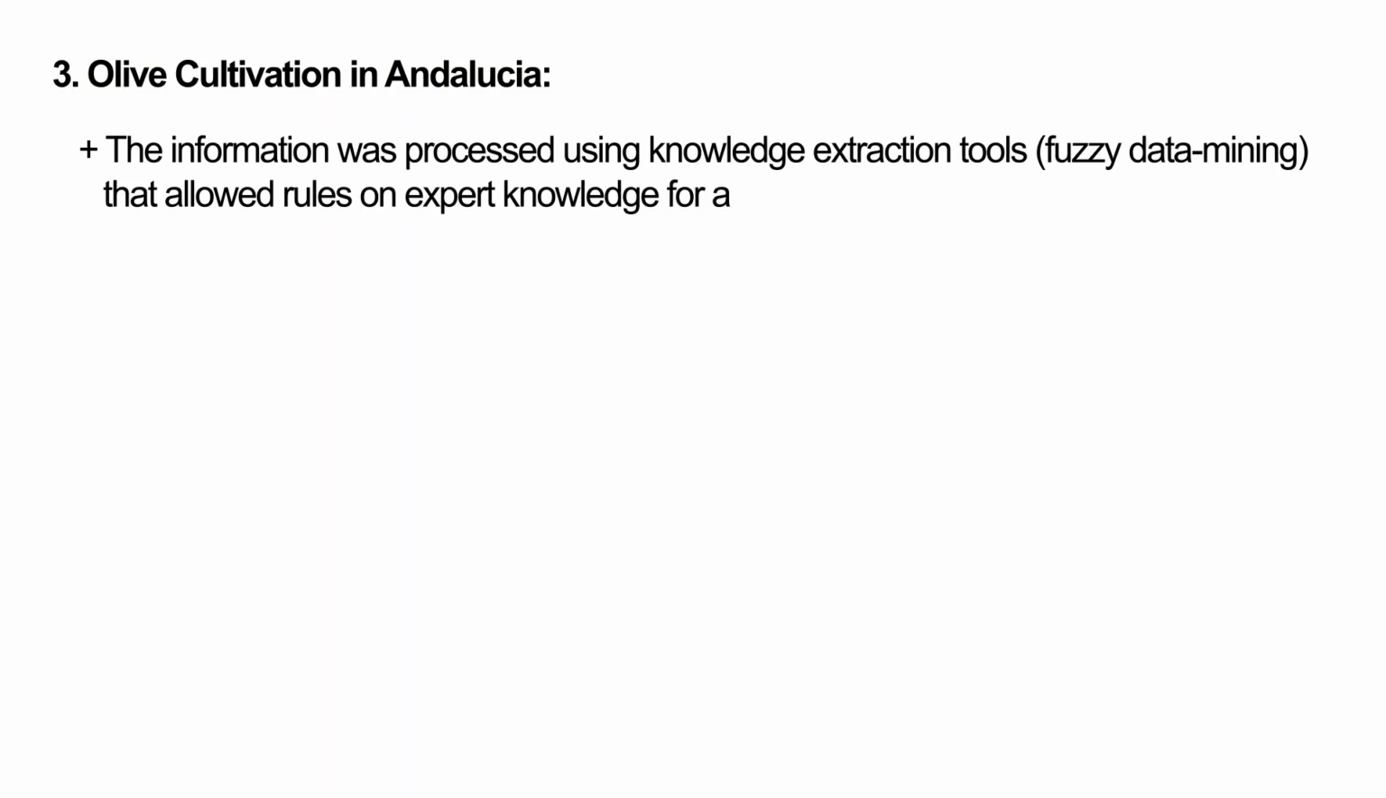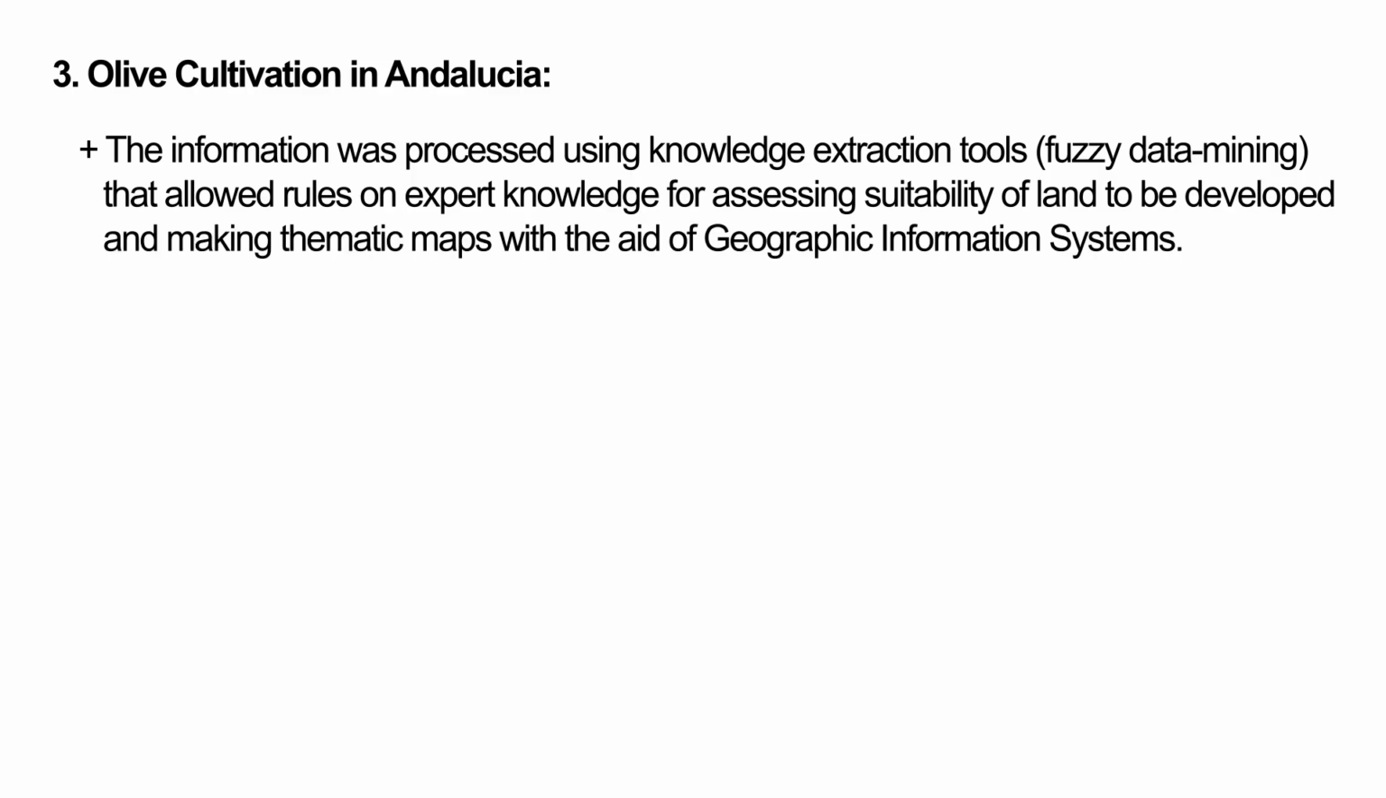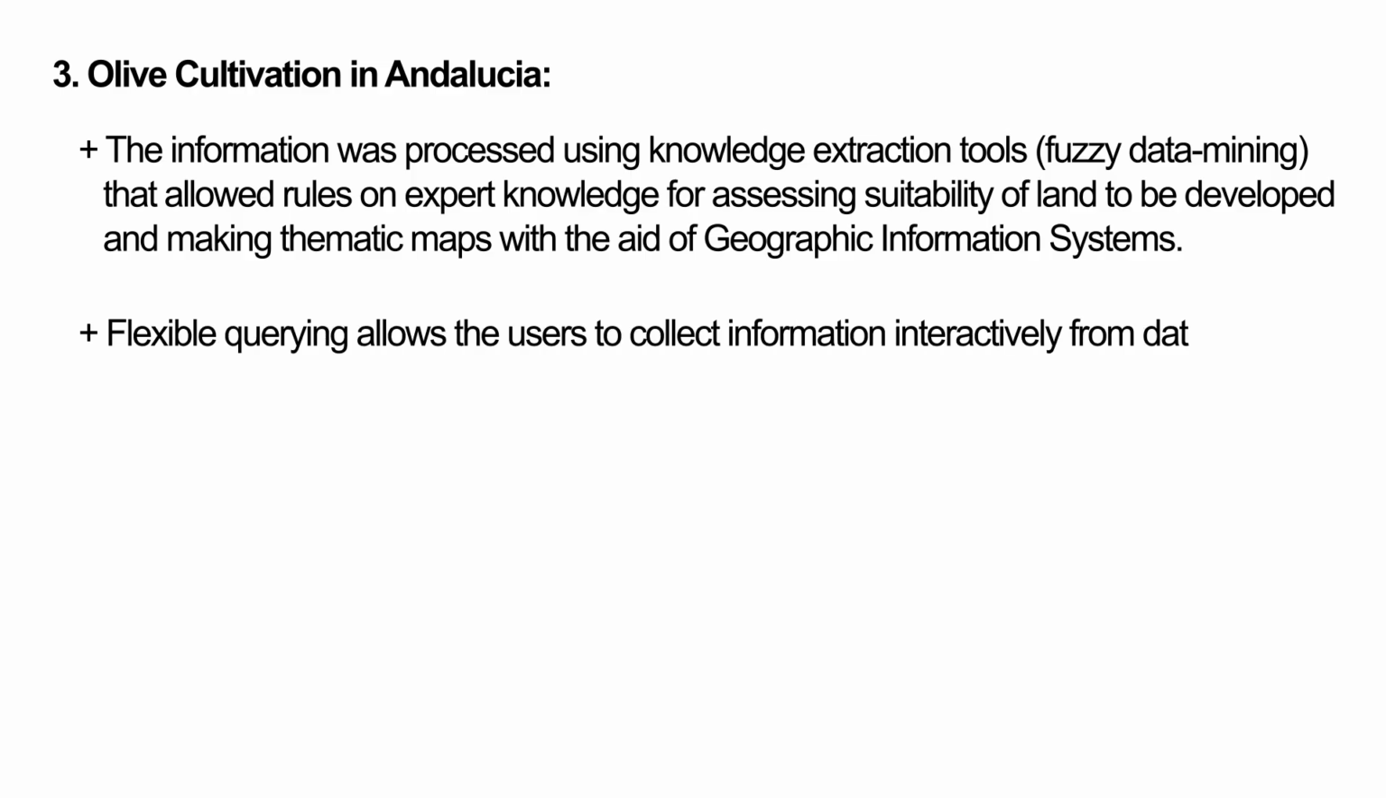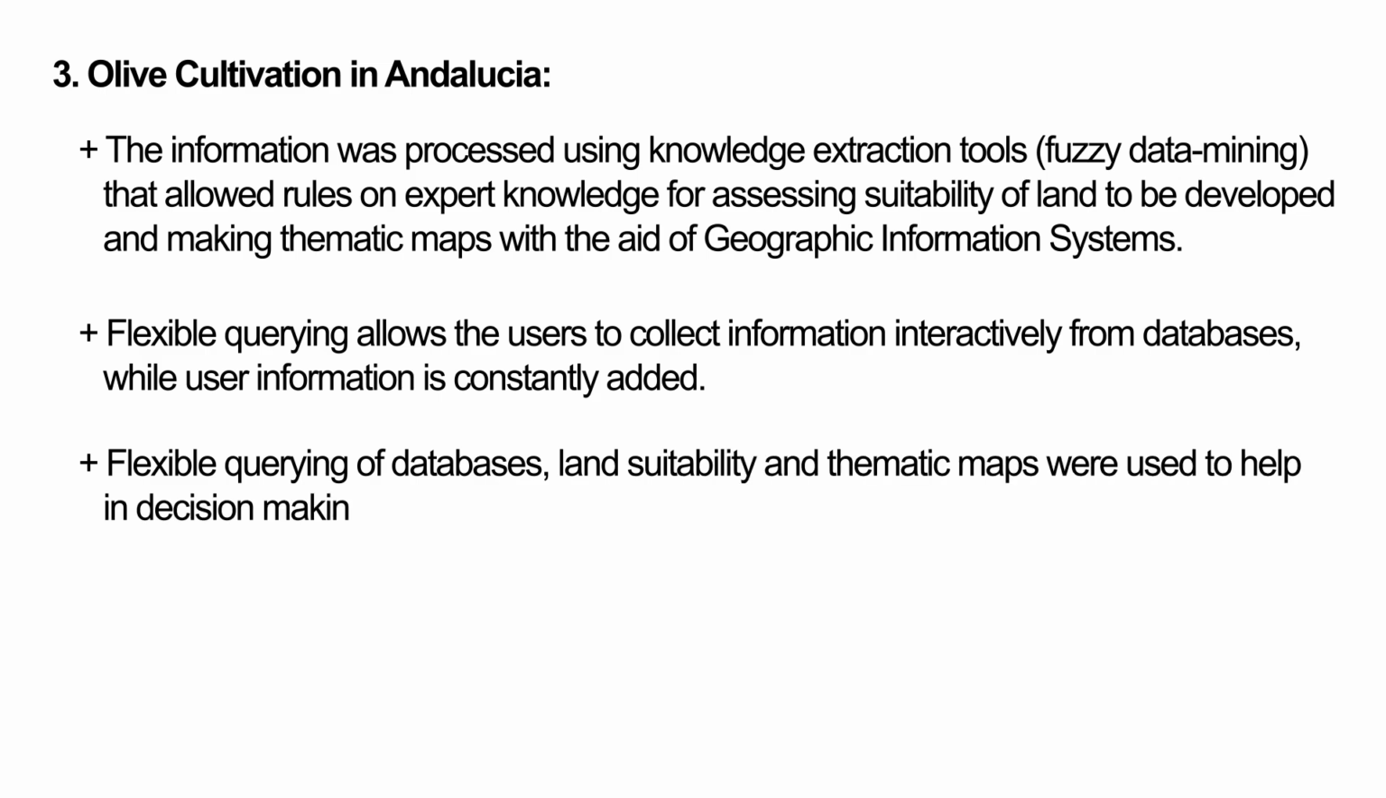The information was processed using knowledge extraction tools, fuzzy data mining, that allowed rules on expert knowledge for assessing suitability of land to be developed and making thematic maps with the aid of geographic information systems. Flexible querying allows the users to collect information interactively from databases, while user information is constantly added. Flexible querying of databases, land suitability, and thematic maps were used to help in decision-making.